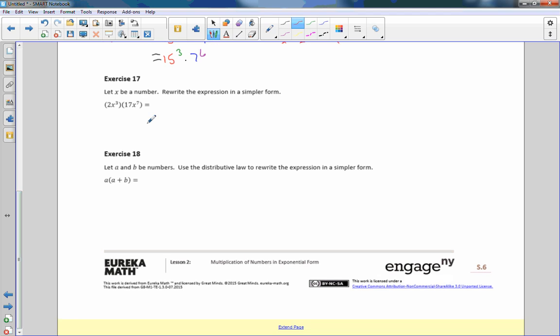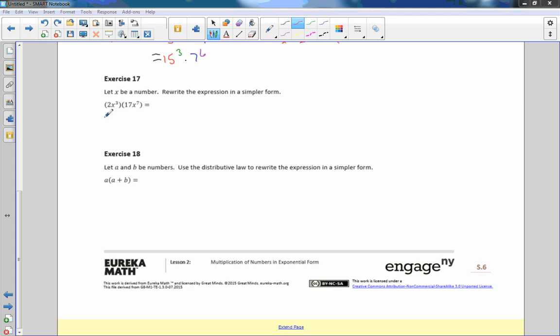Number 17. Let x be a number. Rewrite the expression in a simpler form. Okay, so we have 2 times x cubed times 17 times x to the 7th. In this situation, the 2 is called a coefficient, the x is a variable, and 3 is my exponent. My base here is the x.